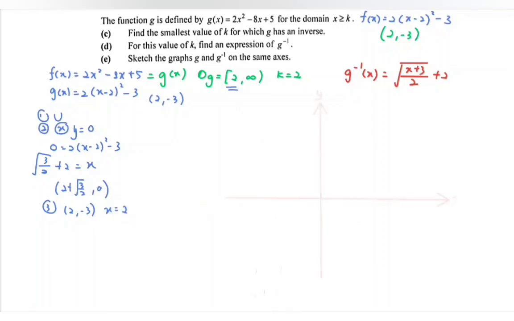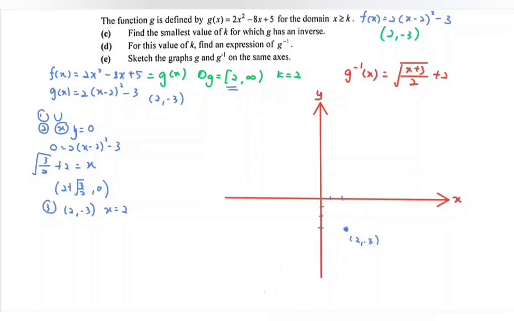So let's sketch the graph. Focus on the situation. Here we have the minimum point. Let's say here we have 1 and then 2, 1, 2 and 3. So here will be the minimum point (2, -3). If we sketch the graph, do remember we have y = x. So for the graph, we have the situation something like this. Here we have g(x), and the intersection would be (2 + √(3/2), 0).